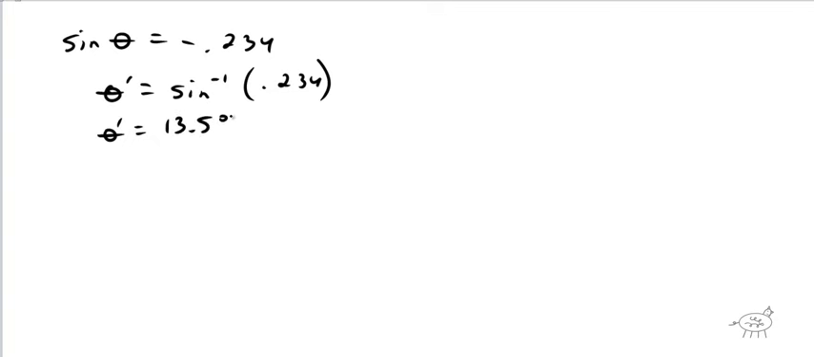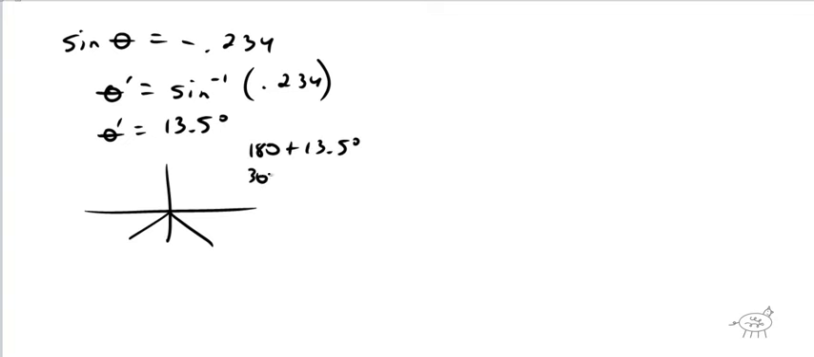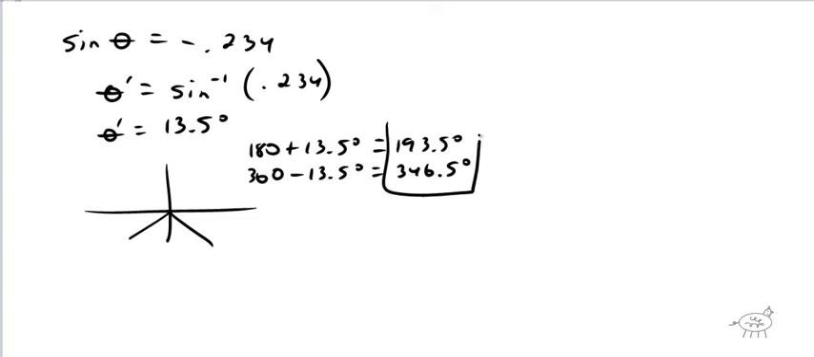All right, and then remember the second step was to say, well, gee, where's sine negative? And you say sine's negative here and here. So what do you do? You say 180 plus 13.5 degrees and 360 minus 13.5 degrees. So you get 193.5 degrees and 346.5 degrees. And that's it.